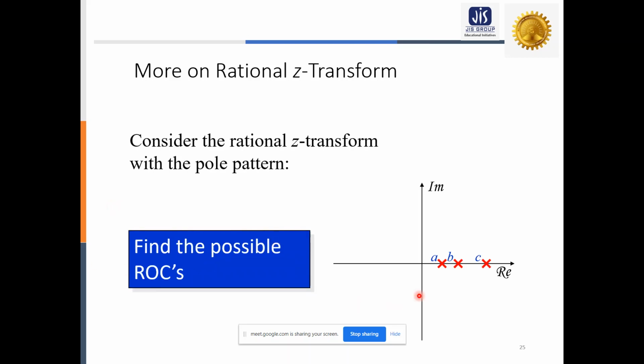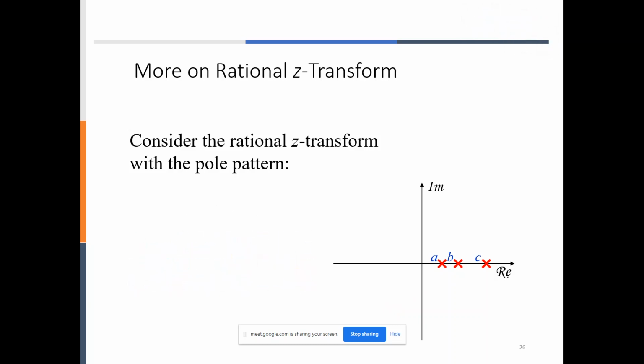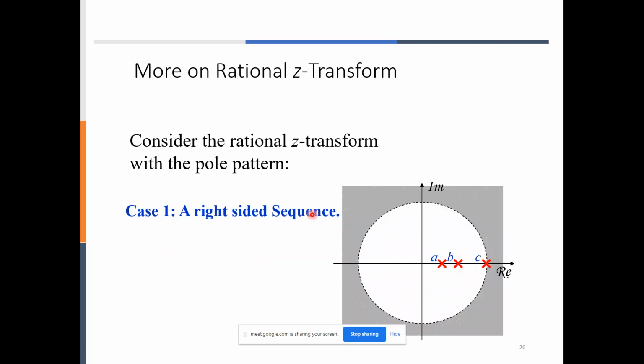Suppose there are 3 poles on the right hand side. For this case, what will be the possible ROCs? Let's find out the possible ROC. Case 1 is a right-handed sequence. Suppose the sequence is right-handed, then one possible case is that the ROC is from C to infinity, because the ROC does not include any poles. So this shaded portion extends to infinity, outside of the circle with radius C.